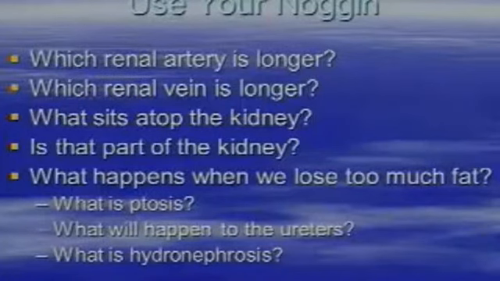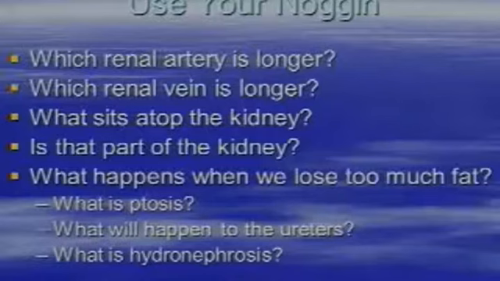Okay, so we went through these. The renal artery is longer on the right. The renal vein is longer on the left. The adrenal glands sit on top of the kidney, but are they part of the kidney? Nope. Okay, if we lose too much fat, that perirenal fat, we talked about this, the kidney can drop.